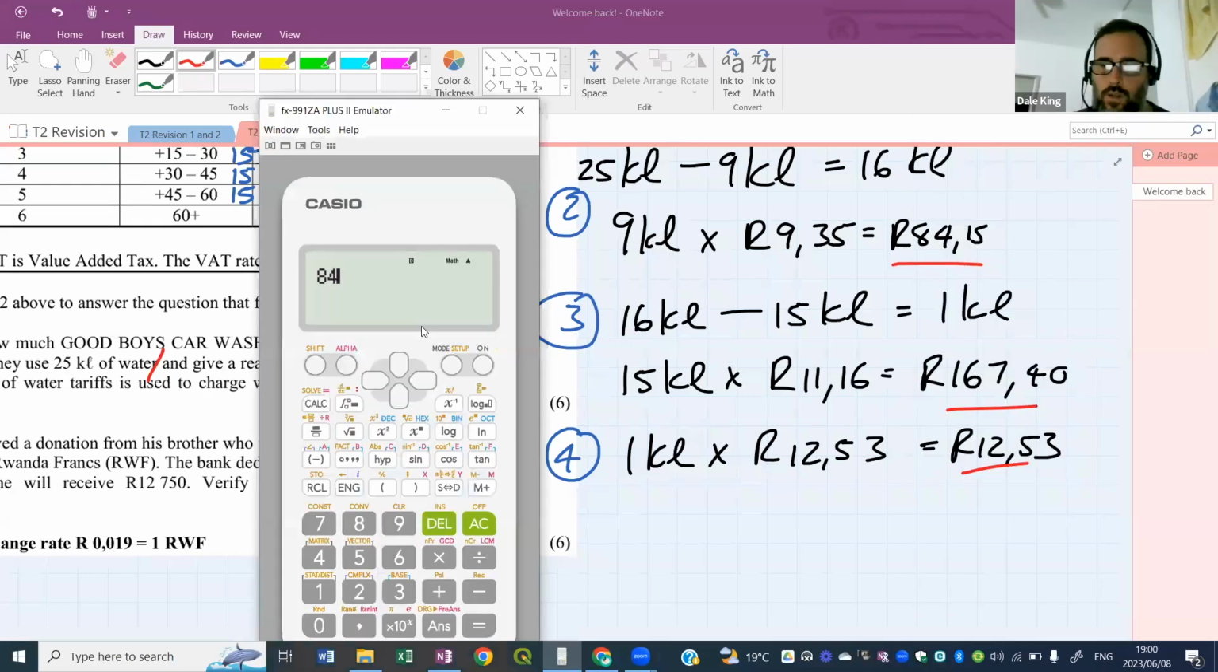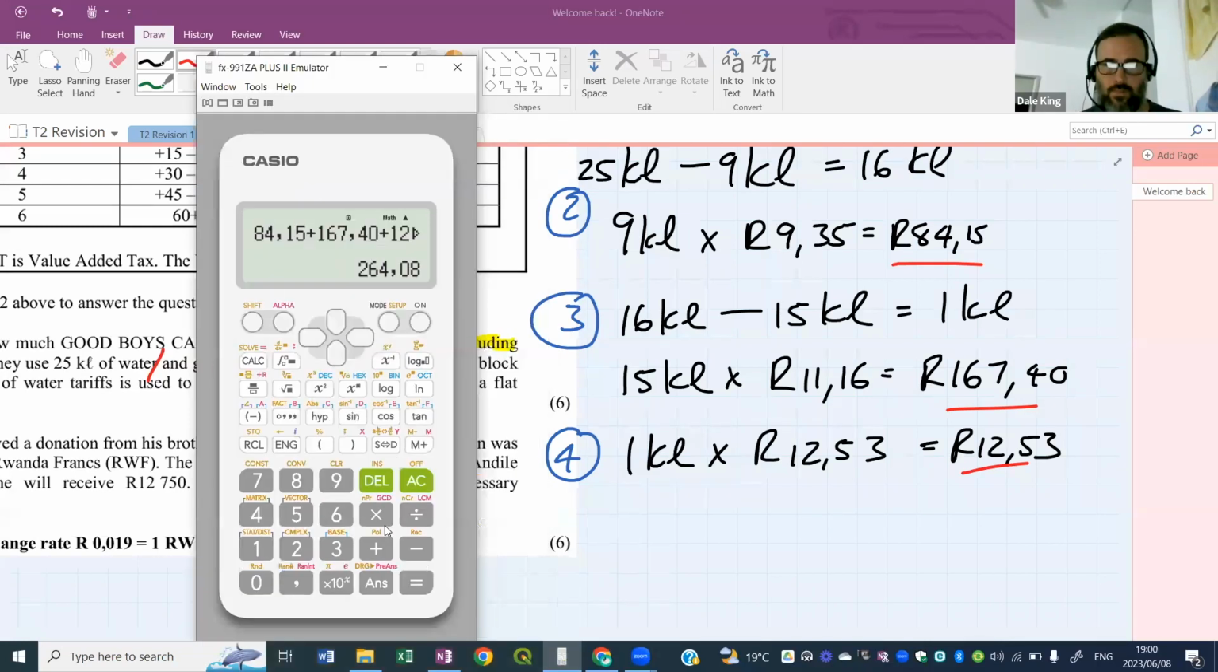Okay, so 84 Rand 15 for block 2 plus 167 Rand 40 for block 3 plus 12 Rand 53 for block 4. So without VAT, you should be getting 264 Rand 08, which is why we saw a lot of people getting 26408. Okay, but we need to do a VAT calculation. I'm going to use Rio's method here, which just says times by 1.15. If you guys did a VAT calculation, you should all be getting 303 and 69 cents.